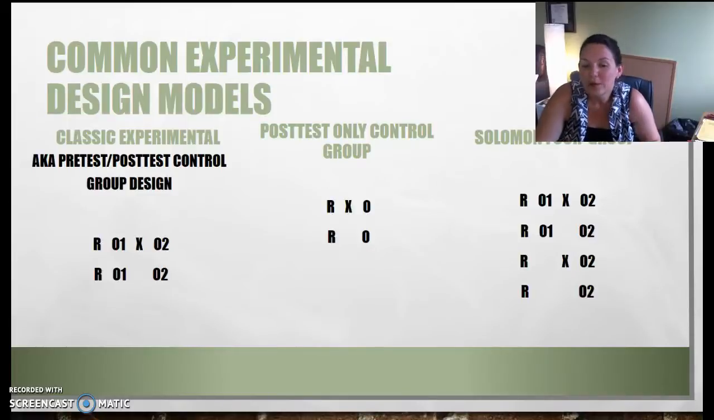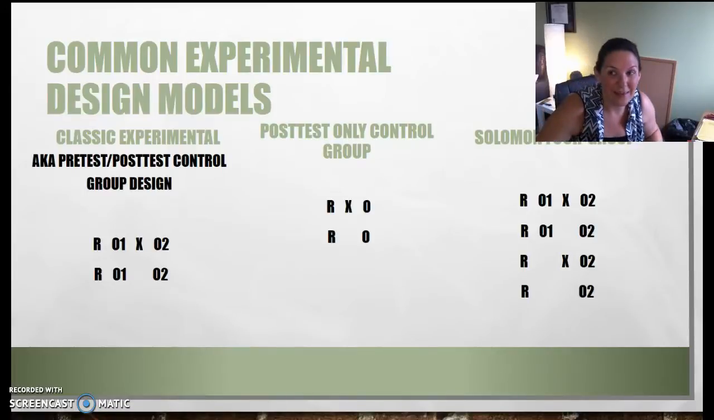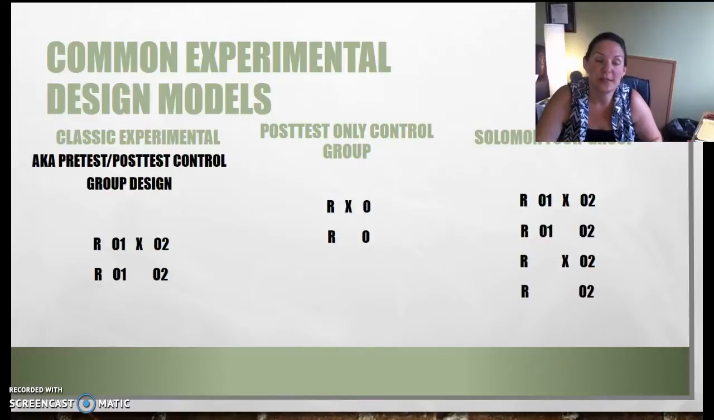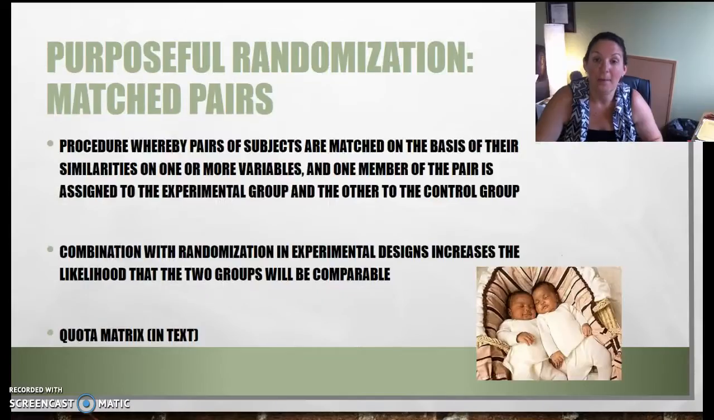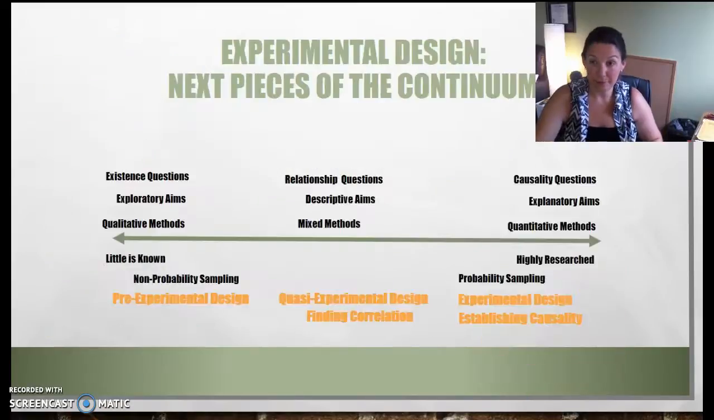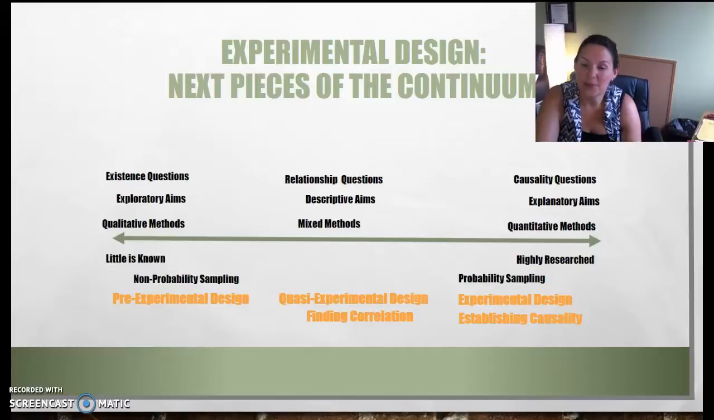So what do we need to take away from this? You need to take away that there are lots of different design choices that you can make, and you're going to start thinking about how you would design your proposed study based on that continuum. And so here's our completed continuum. We're totally done, with those last pieces fit in. So you can see pre-experimental design, quasi-experimental design, and experimental design with correlation and causality figured in.